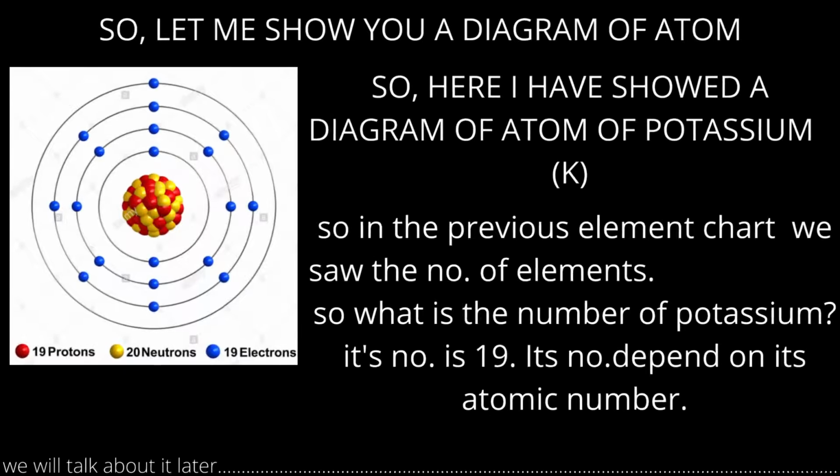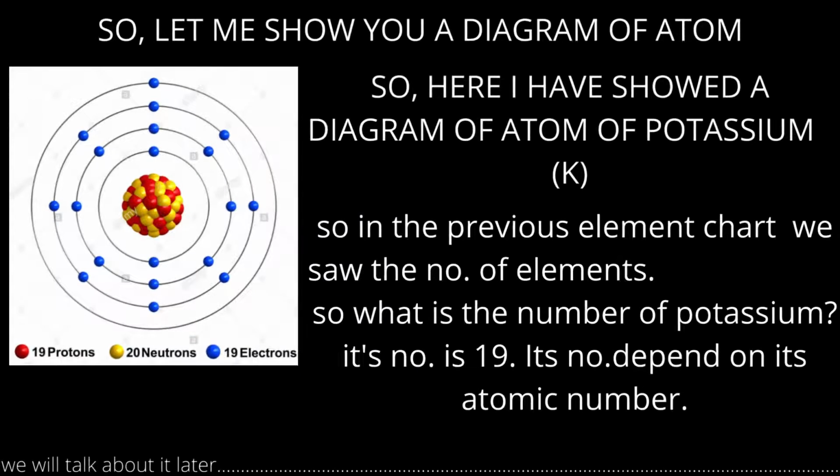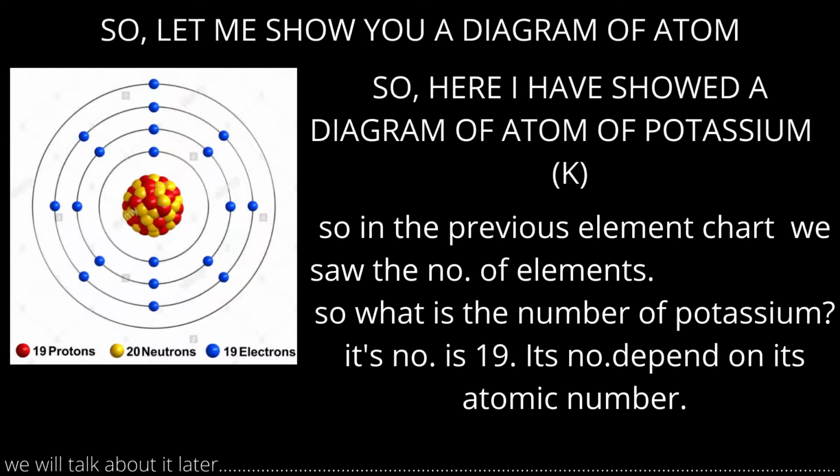So let me show you a diagram of an atom. Here I have shown you a diagram of an atom of potassium, which is represented by K. In the previous elemental chart, we saw the numbers of the elements. So what is the number of potassium there? Remember, its number is 19. Its number depends on its atomic number. We will talk about it later. You will understand.